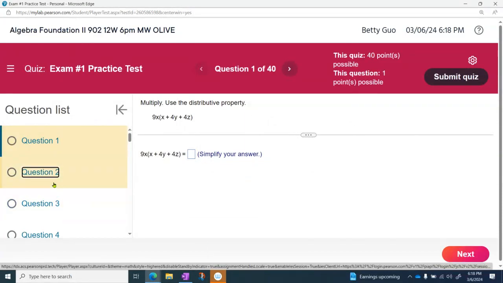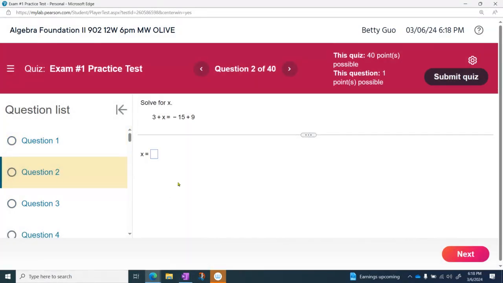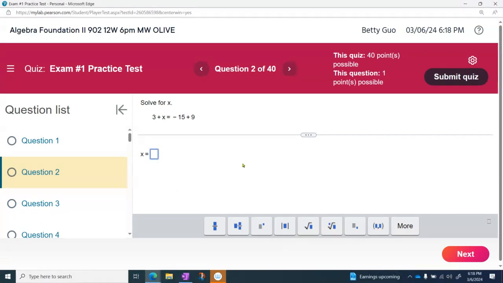Okay. Question number 2. Okay, you guys help me to solve this equation, please. 3 plus x equals negative 15 plus 9. On the right side, negative 15 plus 9 is negative 6, right? Yes. And what's your answer for this problem?